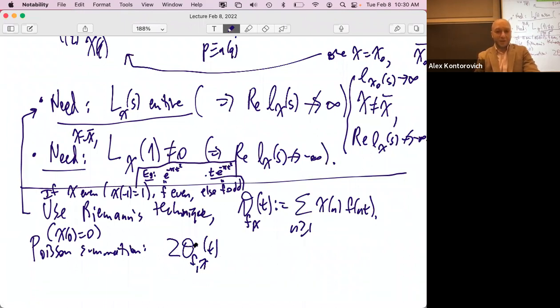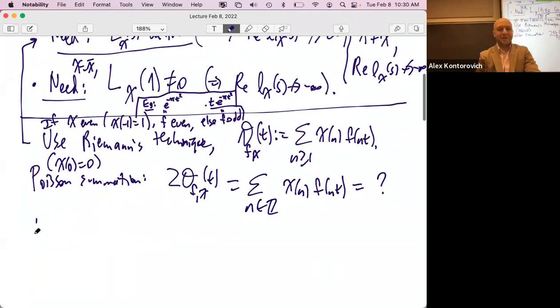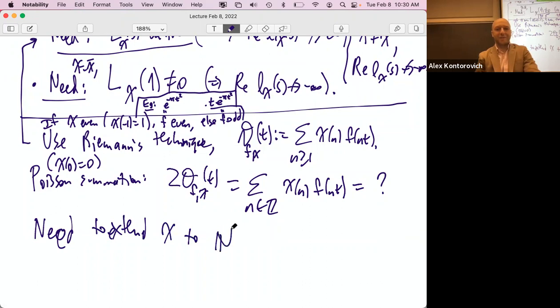Okay. So Poisson summation, if I double this, now I'm summing over all the positive and negative integers, and 0 is there too, except chi of 0 is 0. Then this is a sum over n in Z, chi of n, f of nt. And we need to get something on the other side, but in order to get something on the other side, we need to extend chi from a function from the naturals to the complexes to a function from the reals to the complexes.